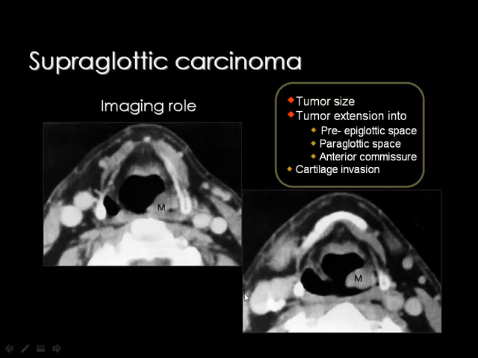Then our role in cases of laryngeal cancer is to assess the tumor size, extension into the pre-epiglottic space, the paraglottic space, anterior commissure, and cartilage invasion. This is a CT scan of a left-sided laryngeal cancer infiltrating the aryepiglottic fold. You see a mass, and the most common mass met in the larynx is laryngeal cancer. And you see a mass infiltrating the left aryepiglottic fold.